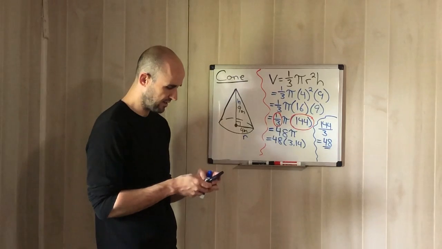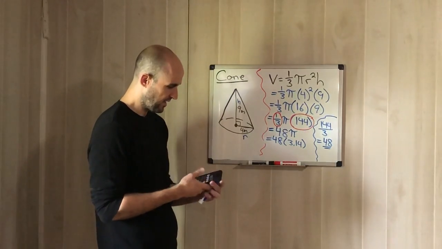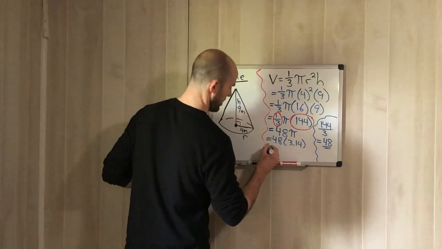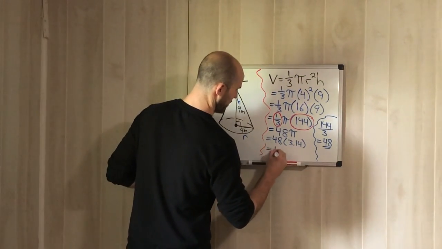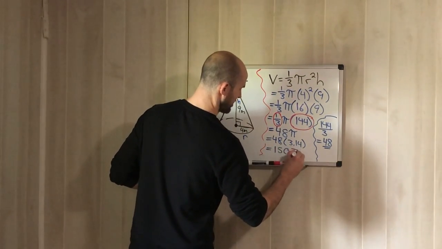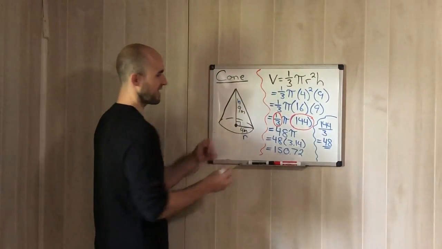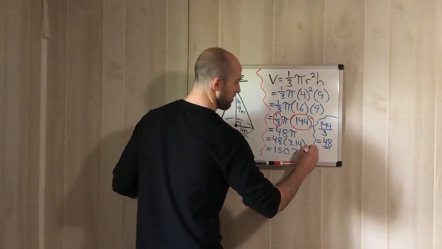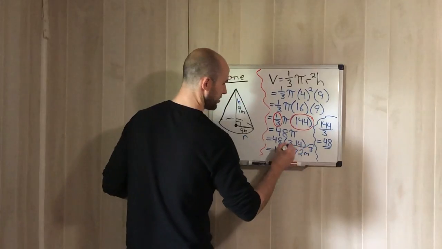So 48 times 3.14 is going to give us 150.72. And don't forget the units. It's going to end up being meters, and since it's volume, it's going to end up being meters cubed. There's our final answer.